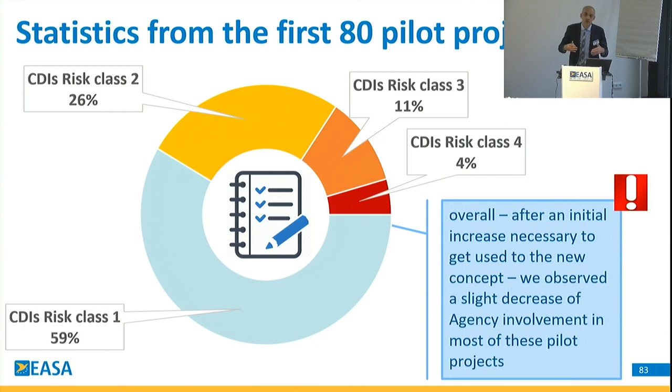Then we tried to compare this value and the actual involvement of the agency during this pilot project with the involvement that we would have had in case we had used the previous approach. And the result is that the level of involvement of the agency is more or less the same as what we had before. We observed a slight decrease. So generally, this new concept provides a similar level of involvement as the previous way to determine the LOI. In some cases, you can see a decrease.